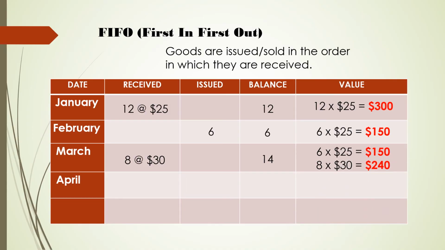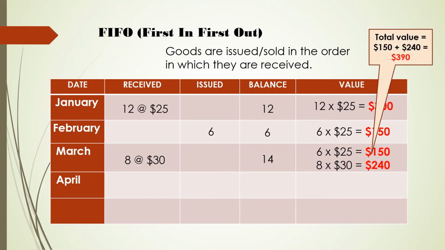The value of our stock would be 6, which would be the amount existing from February, plus 8, the amount received in March. Our total value, therefore, of stock would be 6 by 25, which is 150, add 8 by 30, which is 240. Our total value of stock as at the end of March is $390.